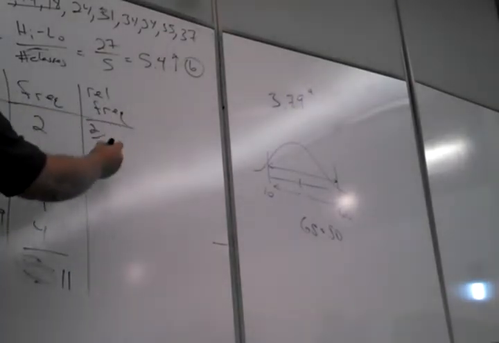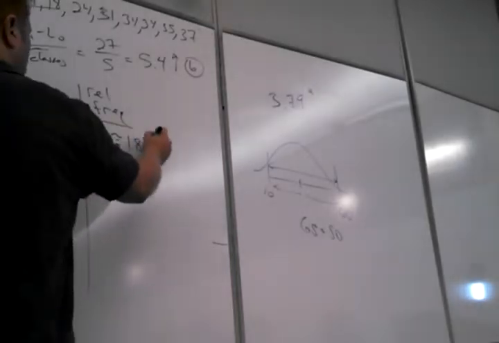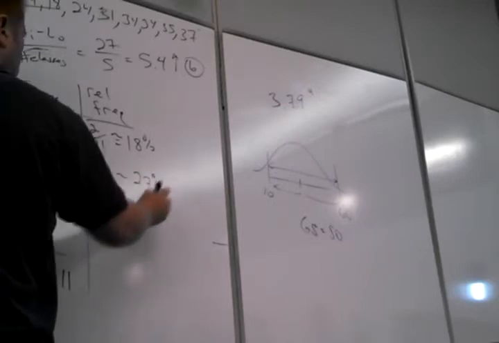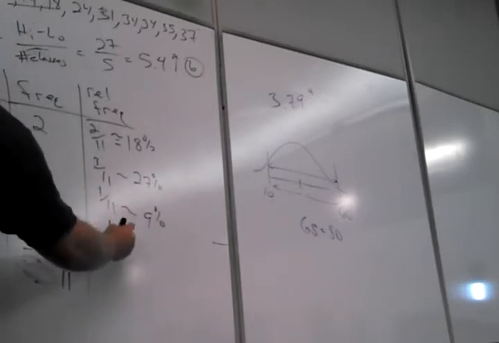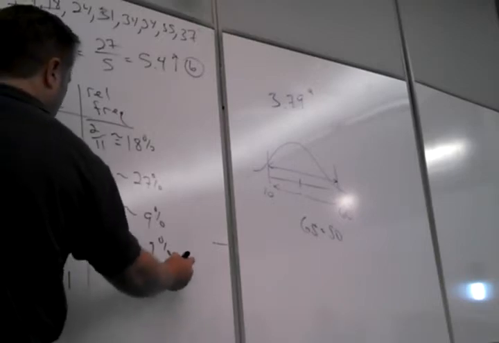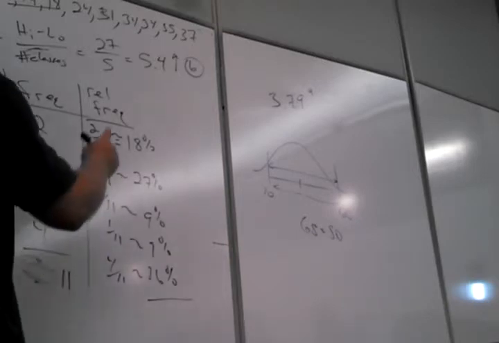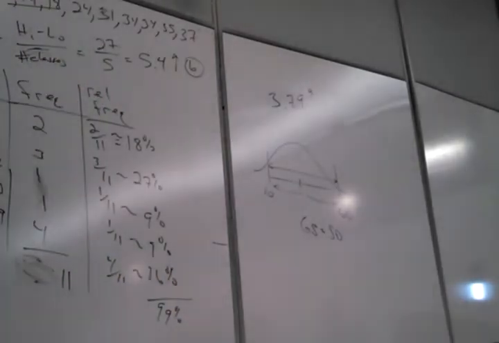Yeah, so this would be 2 out of 11? 18%? 3 out of 11? 1 out of 11? 1 out of 11. And then 4 out of 11. 36. And if you add those up, you get something. You get 99. 5, 4, 3, 9. Yeah, you get 99, which is fine, because I think in every case you had to round down, just about.